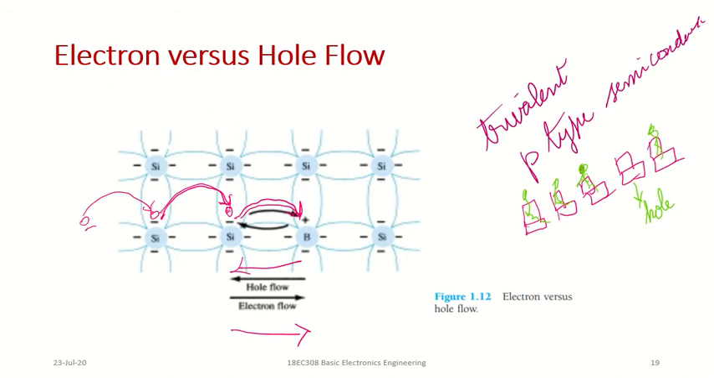Now this person will move to this position. Now this chair becomes empty. Again this person moves here, and now this chair becomes empty. This person moves here, and this chair becomes empty. So what is happening? This side it is becoming empty. That is the hole flow, the hole direction. This side the electron is filling. This side is the electron flow, the electron current direction.